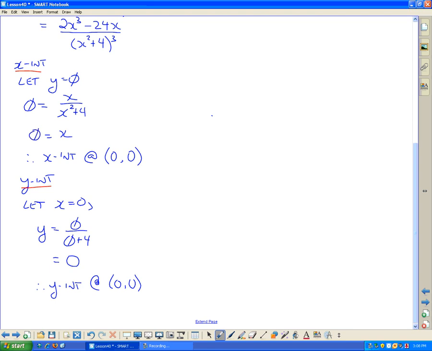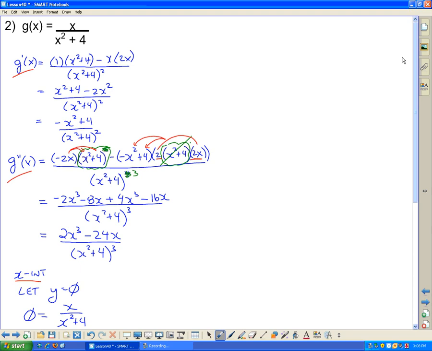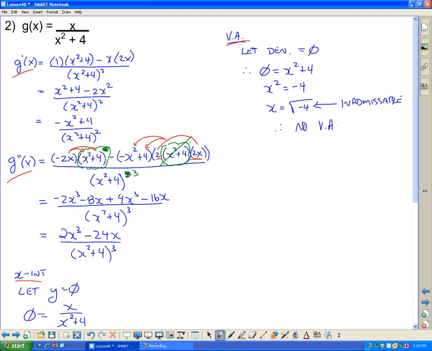All right. Okay. Back up a little bit here. Let's do asymptotes now. So vertical asymptote. Oops, red. So it's the restrictions. So let denominator equal 0. So therefore, 0 equals x squared plus 4. X squared equals negative 4. Square root of negative 4, we'll go with inadmissible. So therefore, there's no vertical asymptote.